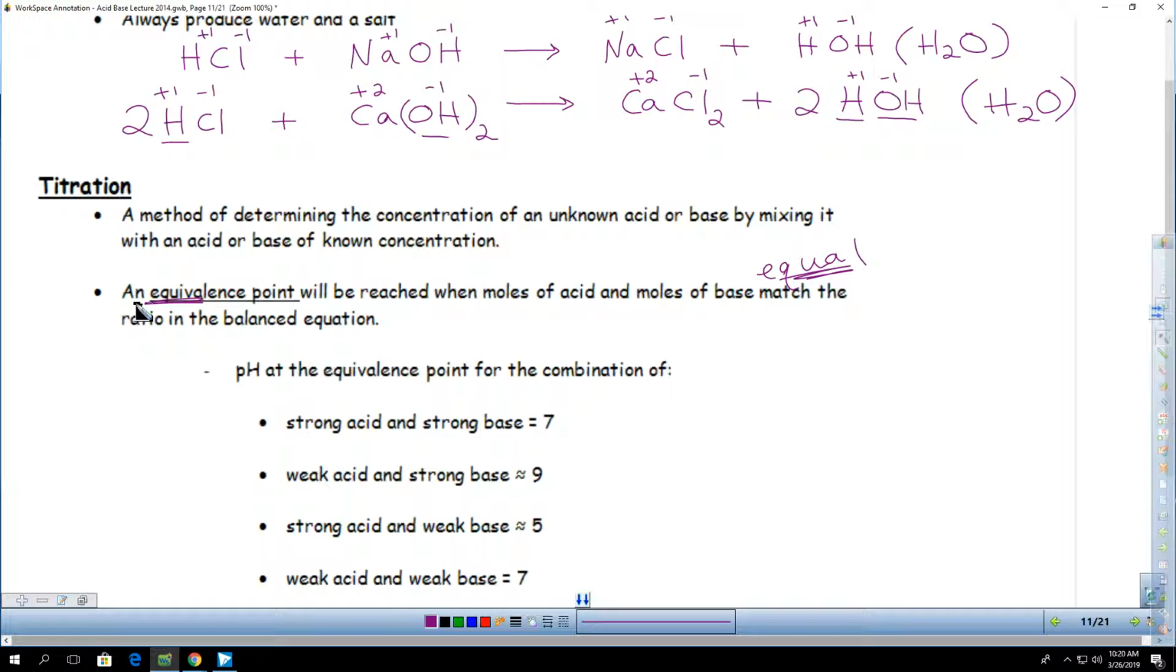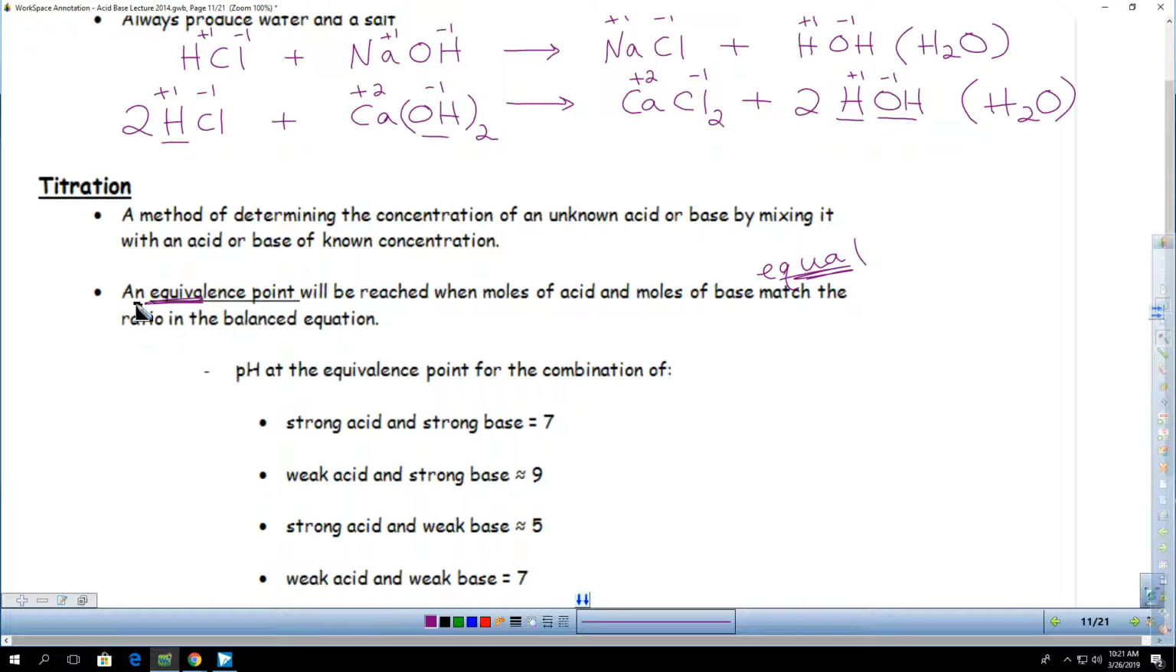Well, how do you know when to stop? I mean, if all you're making is a salt and water, how do you know when you've got the ratio in the balanced equation? Well, one thing that we look at is the pH. If I'm mixing a strong acid and a strong base, which these equations both are, when you hit the equivalence point, the final solution should be totally neutral.